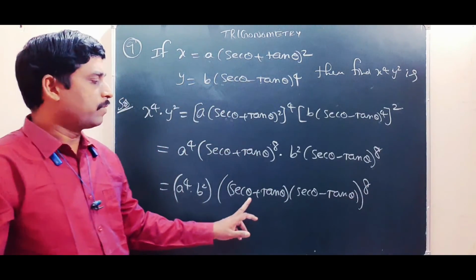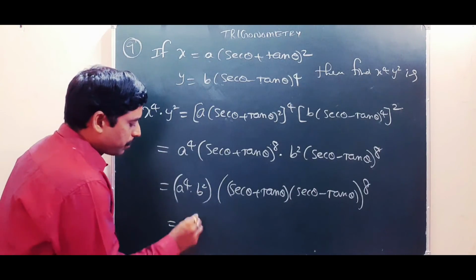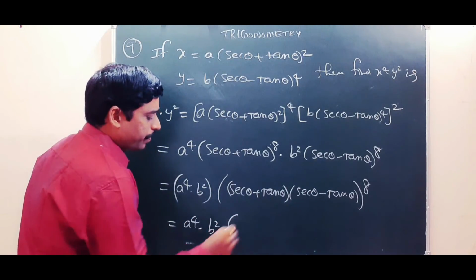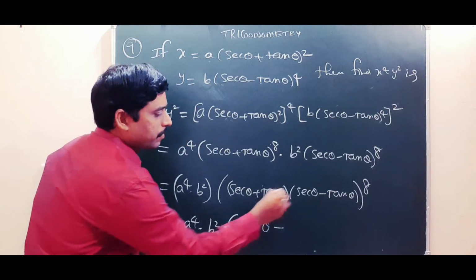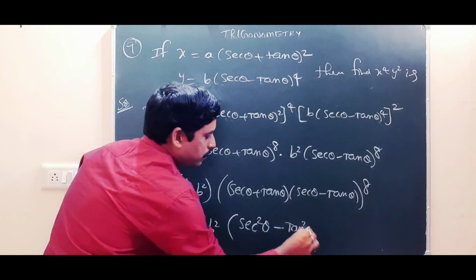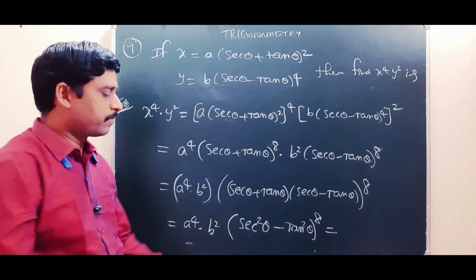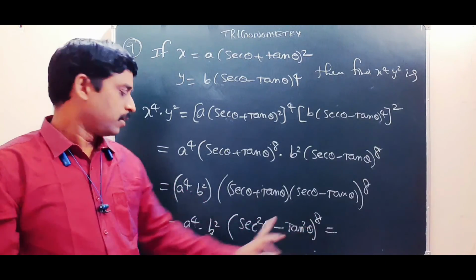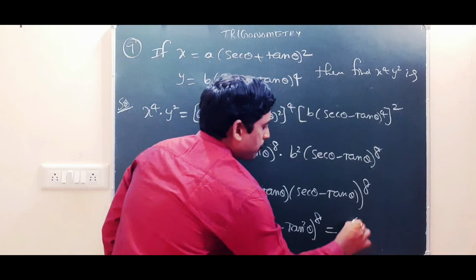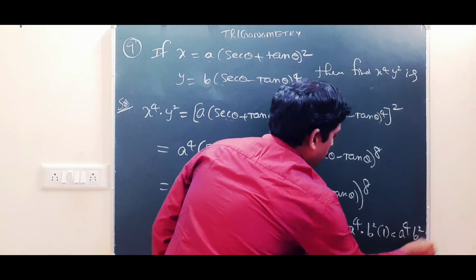Okay, we have (a plus b) into (a minus b), a square minus b square. So a to the power 4 into b square into, so it will be secant square theta minus tan square theta, power 8. Secant square theta minus tan square theta, we have 1. Okay, so 1 to the power 8 is 1. So what is the answer? A to the power 4 into b square into 1. A to the power 4 into b square is the answer.